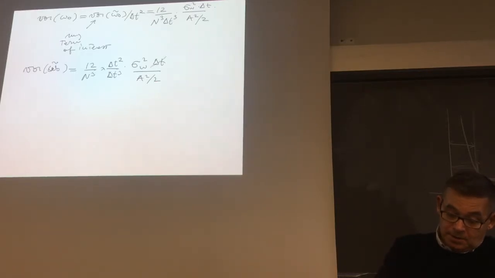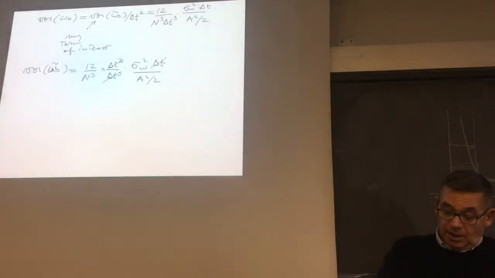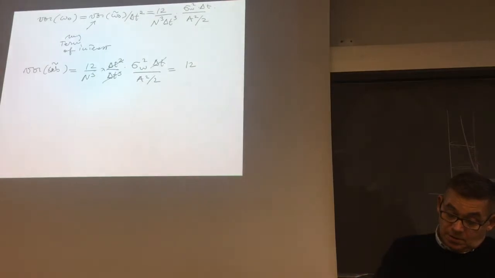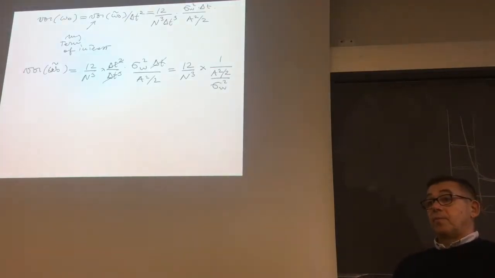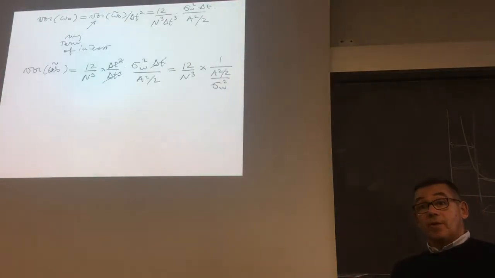So this goes away. And then this is equal to 12, or 24 if we want, it depends on how you want to put it. So this is 12 divided by n cubed, then multiplied by 1 over a squared divided by 2 divided by sigma squared w, which is the SNR. So this one is the discrete time value of the parameter bound obtained from the continuous time parameter bound.